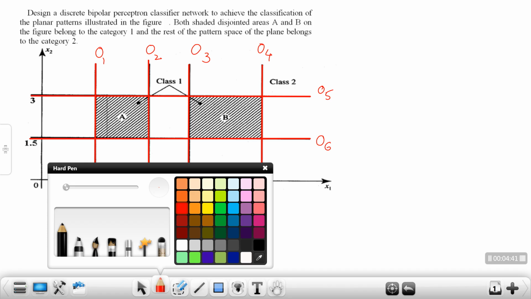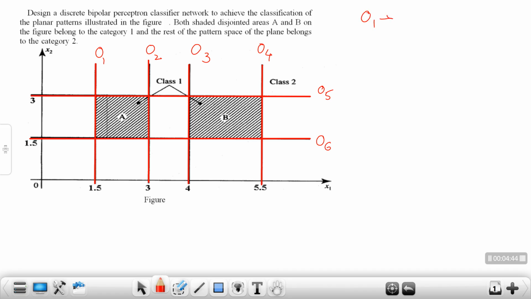So for O1, I will write the equation in this way. Where is O1? Here. This line is parallel to the x2 axis, and whenever a line is parallel to the x2 axis, the equation is nothing but O1: x1 minus 1.5 is equal to 0.